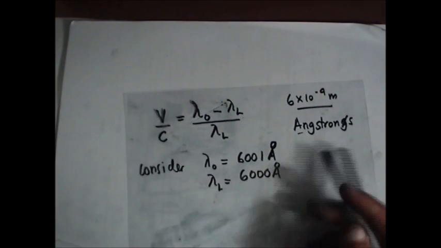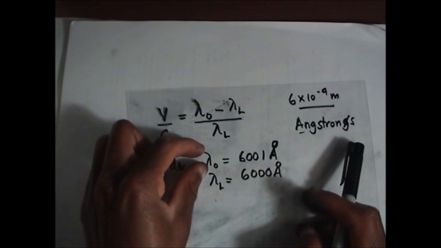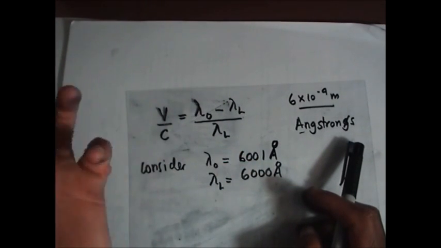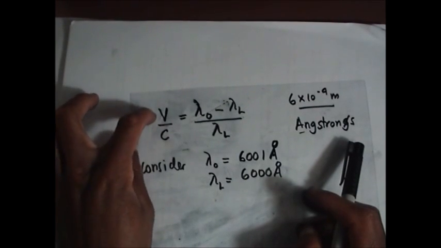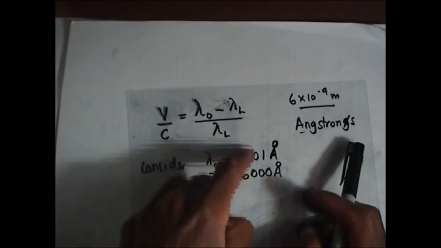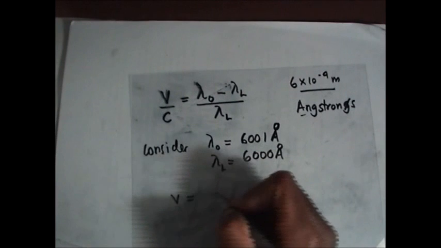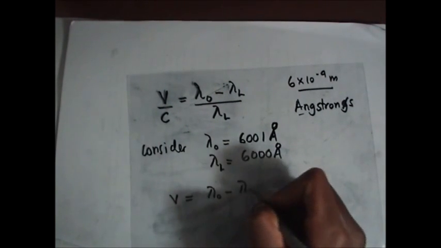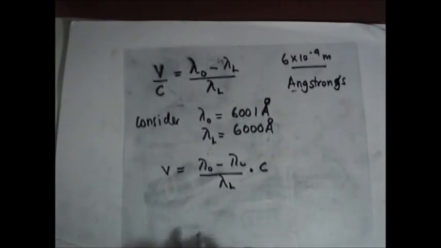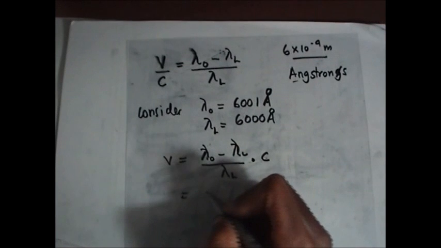Since we have observed this object moving already, we want to know whether it was coming towards us or going away, and at what velocity. So we need to calculate V. C is a constant that we know already. Lambda O is the one we're given, and lambda L is this one. So V is equal to lambda O minus lambda L, all over lambda L, times C. If we know that, let's put in the figures.